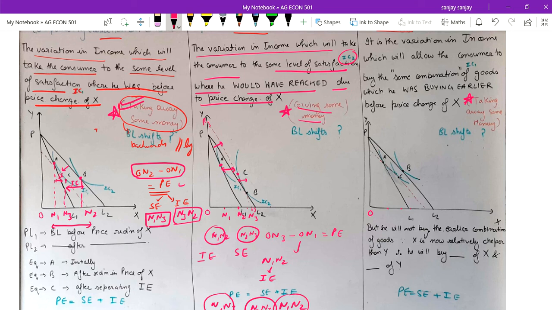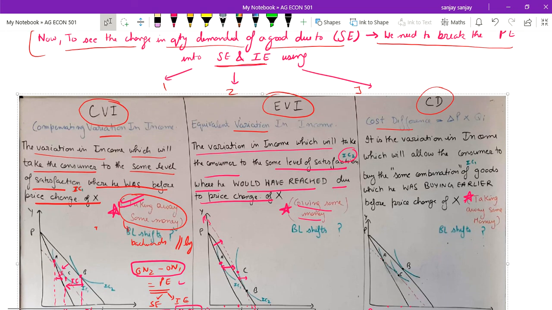Keep listening with patience and with attention, you will get it. Okay. Now the third part. Third part is most commonly used because it has a formula. The cost difference here is change in price, what was the price earlier and what is the price now, and the quantity that you bought initially.